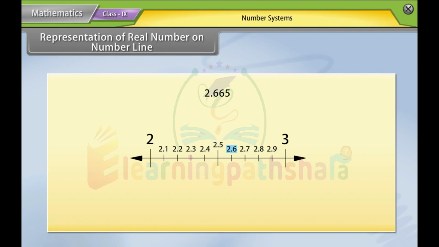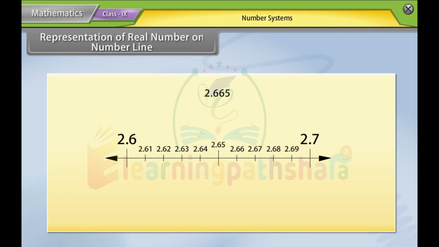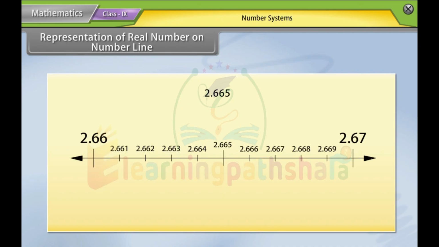Here 2.665 lies between 2.6 and 2.7. Now focus on the portion between 2.6 and 2.7. Divide this again into 10 equal parts. The first part represents 2.61, the next 2.62 and so on. Again, 2.665 lies between 2.66 and 2.67. Let us focus on this portion of line and imagine dividing the portion into 10 equal parts.